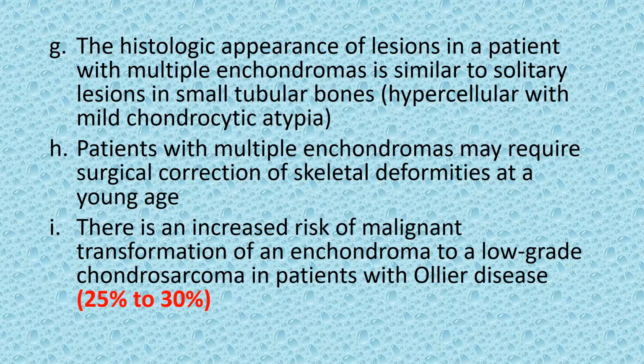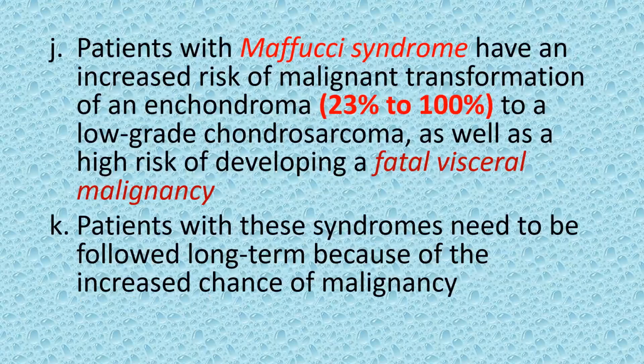Patients with Maffucci syndrome have an increased risk of malignant transformation of an enchondroma from 23 to 100% to a low-grade chondrosarcoma, as well as high risk of developing fatal visceral malignancy. Patients with these syndromes need to be followed very closely over a long-term period because of the increased chance of malignancy.